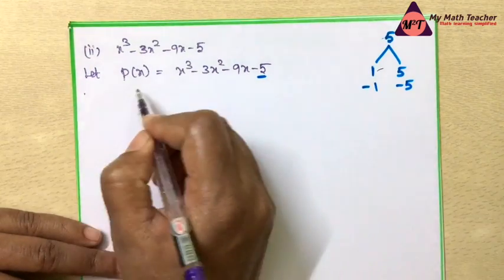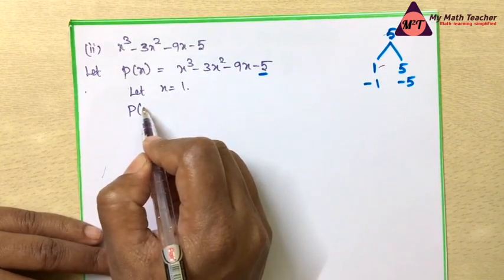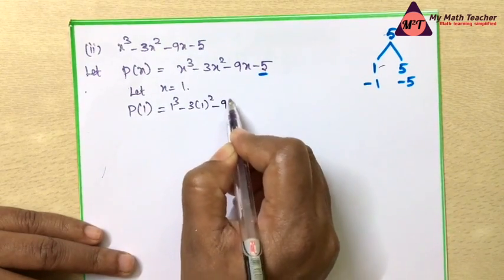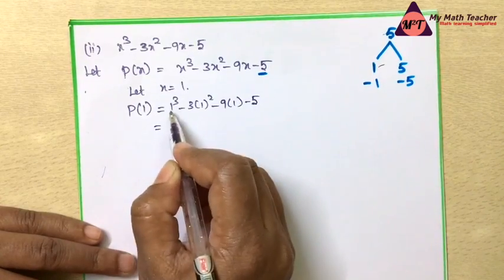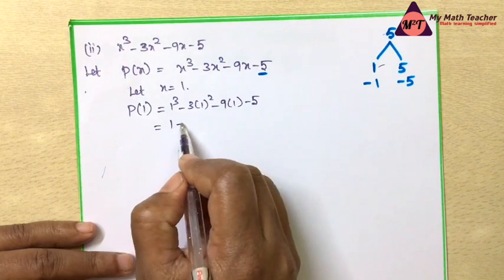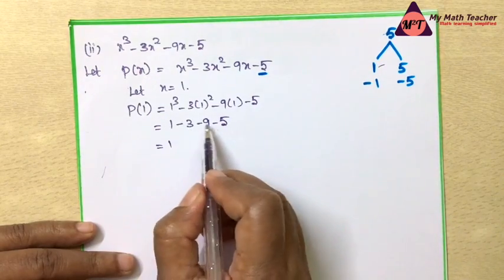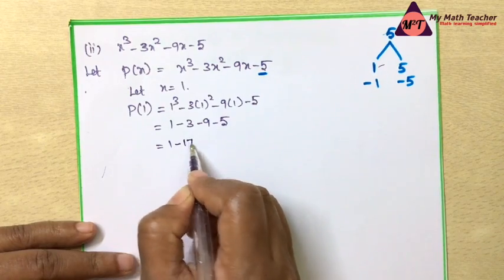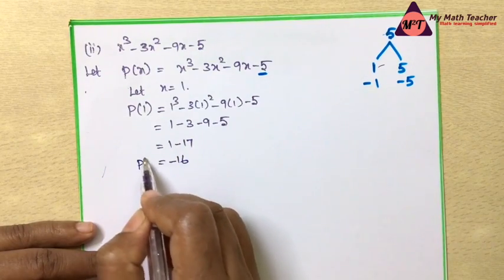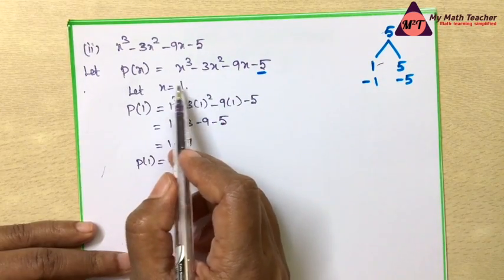Now let x is equal to 1. So now applying 1 here, p of 1 is equal to 1 cube minus 3 into 1 square minus 9 into 1 minus 5. When you multiply, 1 cube is 1, minus 3 into 1 square is minus 3 only. So it will be 1 minus 3 minus 9 minus 5. Add the negative numbers, 3 plus 9 plus 5 is 17, so minus 17. So it will be minus 16. P of 1 is minus 16, which is not equal to 0. Definitely this 1 is not a factor.